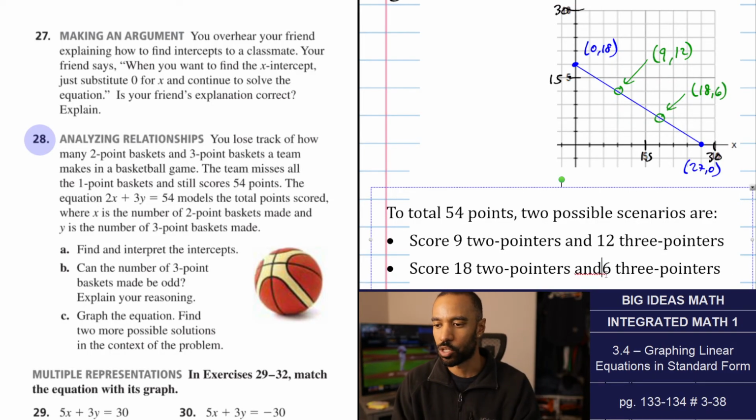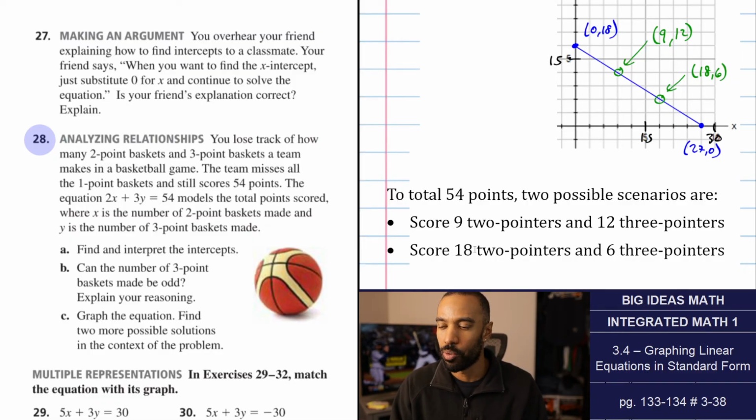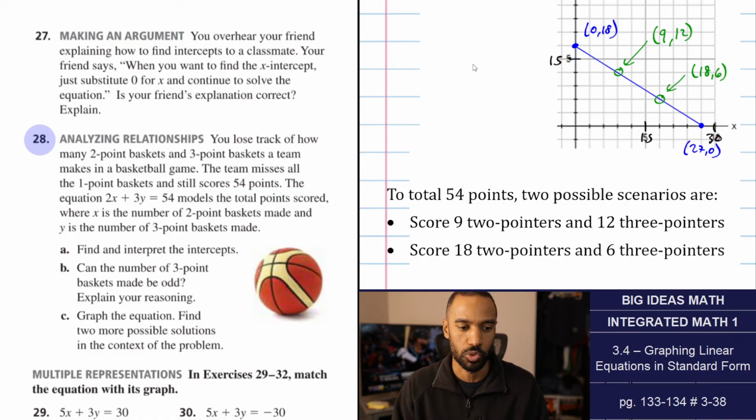Let's mentally check those ones out, see if that works. 9 2-pointers is 18 points. 12 3-pointers is 36 points. 18 plus 36 is 54. 18 2-pointers is 36 points. 6 3-pointers is 18 points. 36 plus 18 is 54. So those work. Part C.